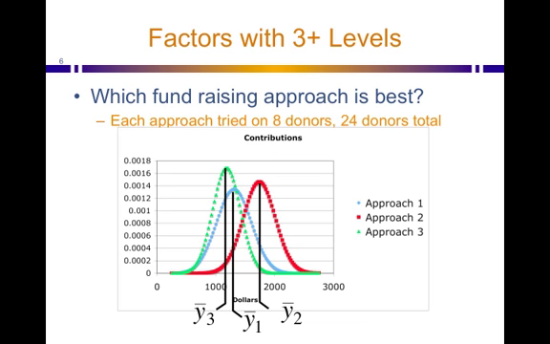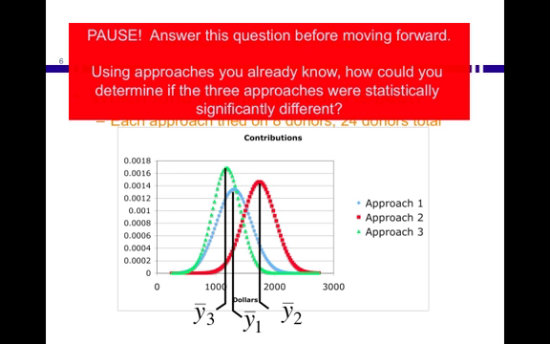So given the data for these three different approaches, and only considering the approaches that you already know for looking at statistical difference, how could you use these approaches you already know to determine if these three approaches were statistically significantly different? Pause, think about that, and when you're ready to move forward, come back and start the video.